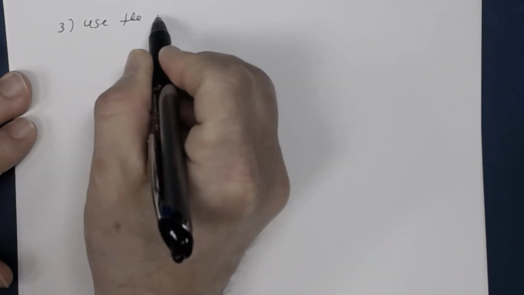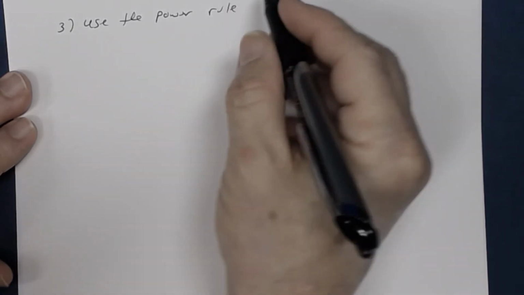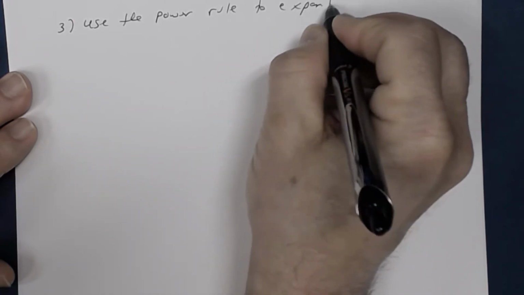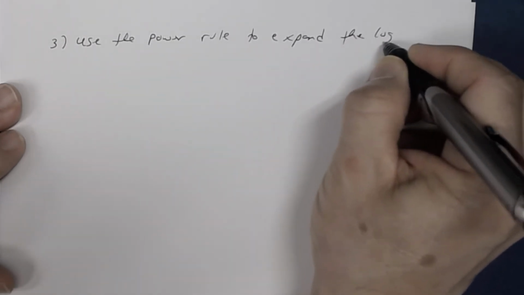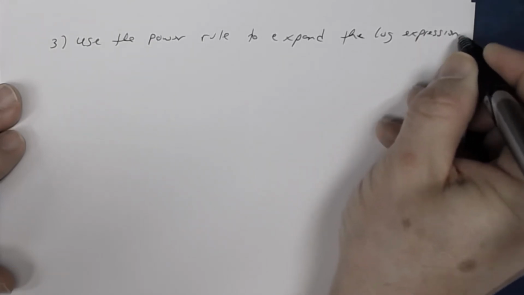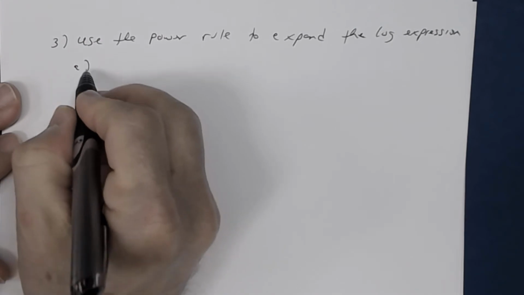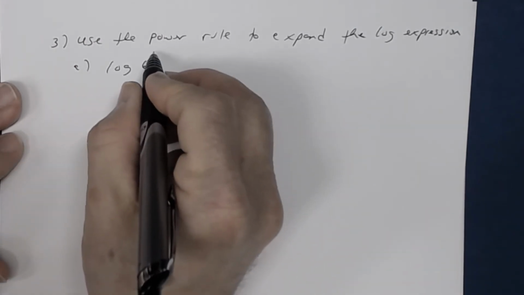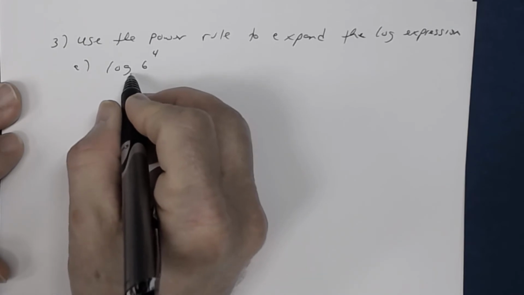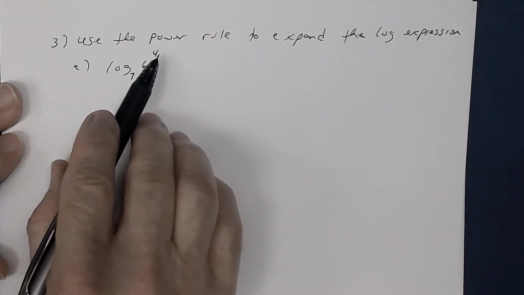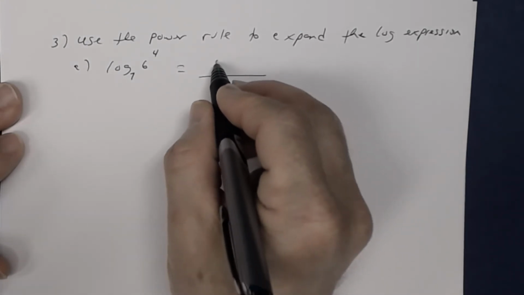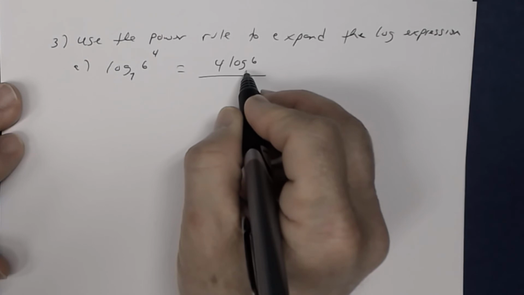Okay? All right, number 3. So number 3, let's suppose I have this. Use the power rule to expand the log expression. All right, letter A. I have the log of 6 to the fourth power base, let's say 7. Well, you know what the power rule says. The power rule says I take that exponent and I just write it as a product. So the answer is going to be 4 times the log of 6 base 7.